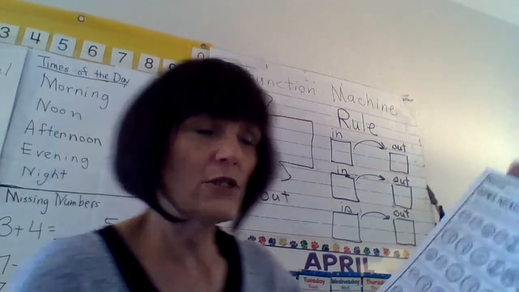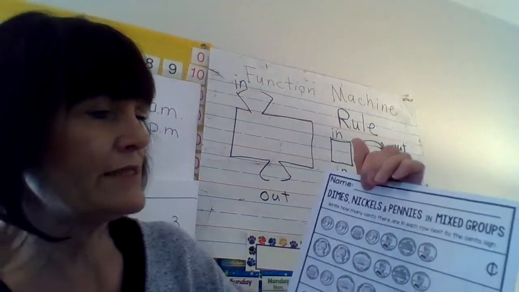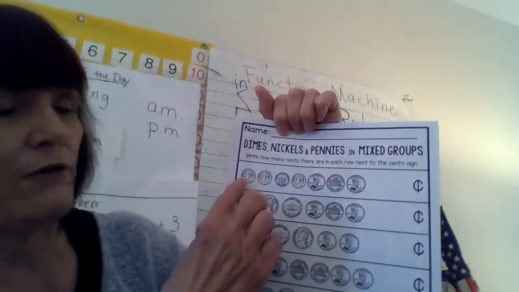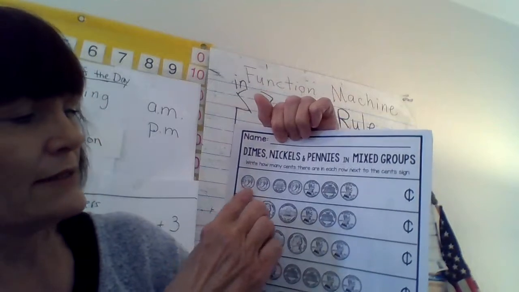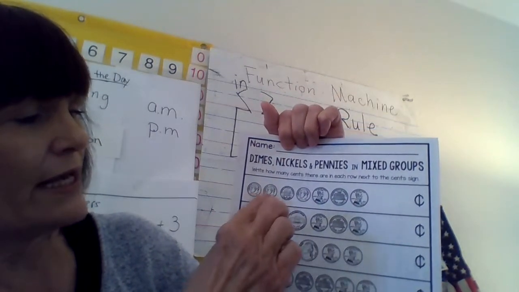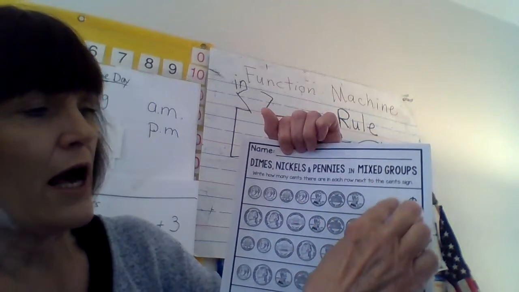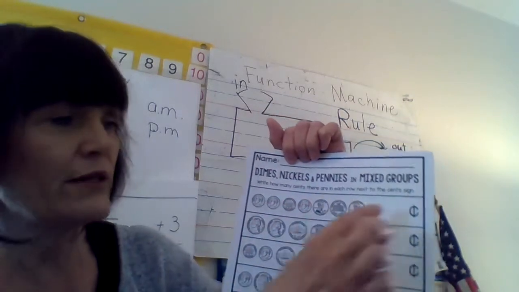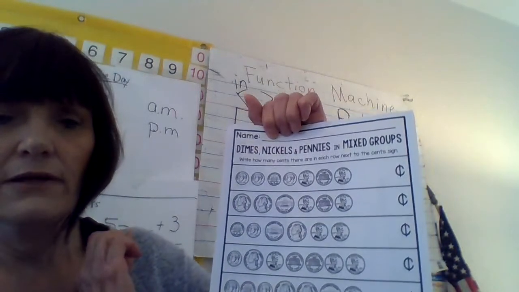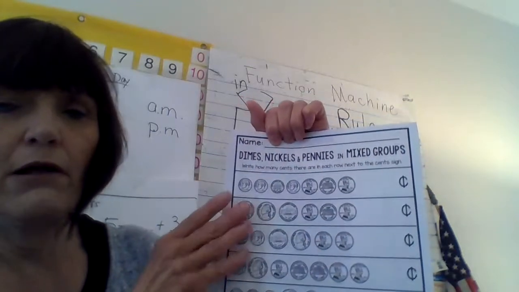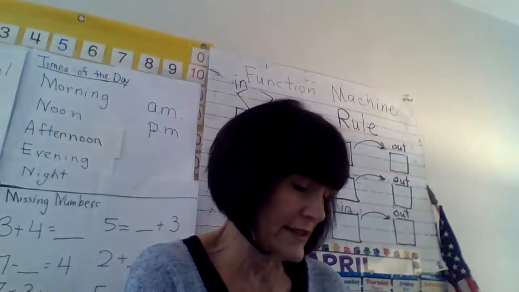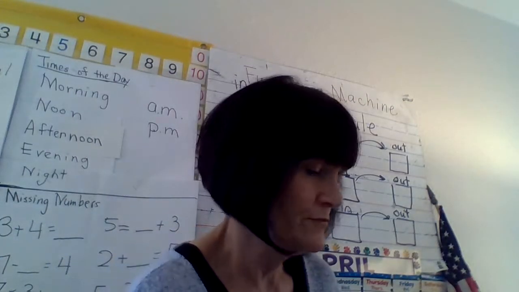I also have for you dimes, nickels, and pennies in mixed groups. You have to count the monies and see how much there is. 10, 20, 30, 40, 41, 42, 43. I would write a 43 with the cent sign right there. They've mixed up all the coins on this one except for quarters.